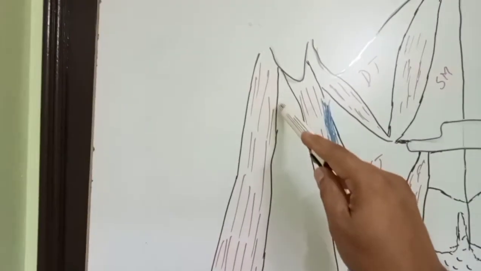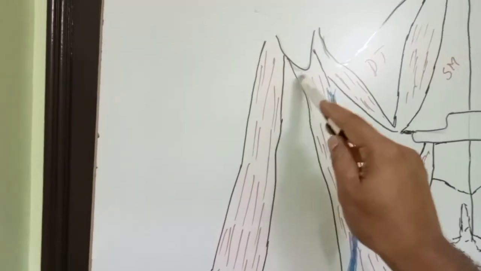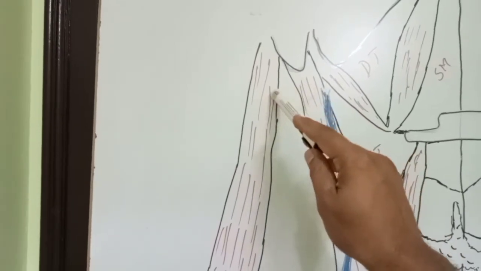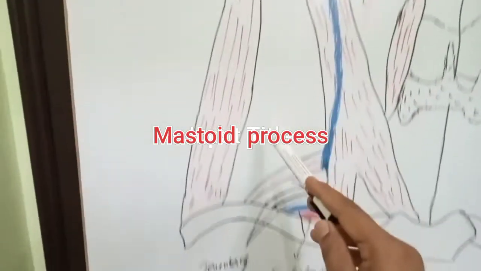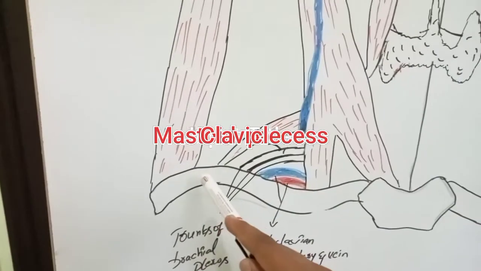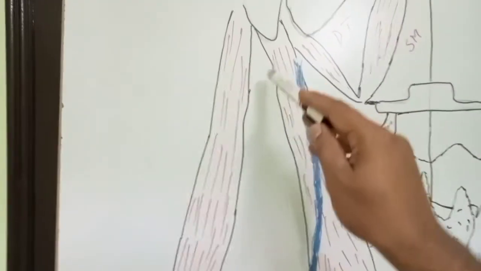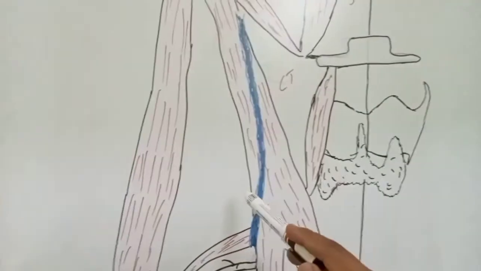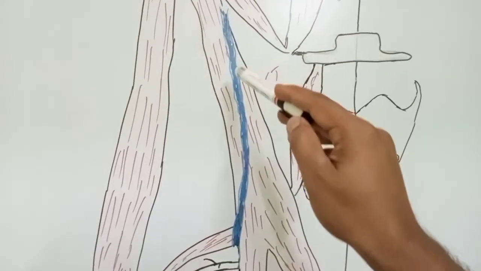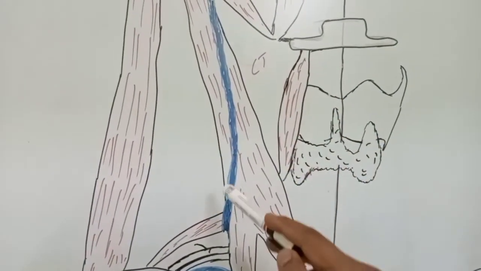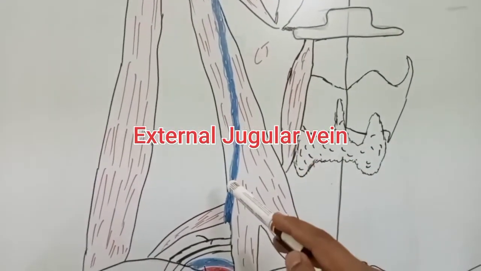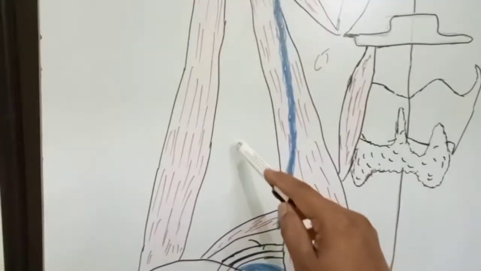And here you can see the apex, where the anterior boundary and the posterior boundary meet, and this is the mastoid process. Here the base is formed by the clavicle. So this entire region is the posterior triangle, and at the superficial stratum we can identify this vein, called the external jugular vein.